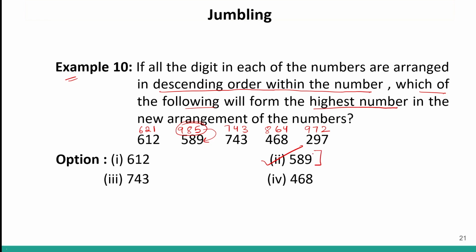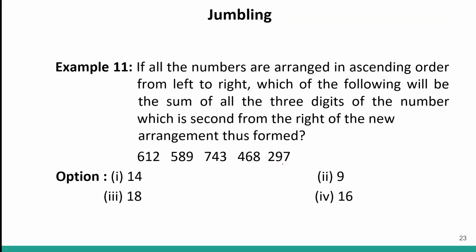589. Clear? Let me repeat. So first we had to arrange them in descending order within the number. So within the number I arranged them in descending order. So 612 became 621. Similarly 589 became 985. Then we had to find out which will be the highest number after the rearrangement. So after the rearrangement the highest number was 985 and it was formed using the number 589, which is option number 2. So option number 2 is your correct answer.